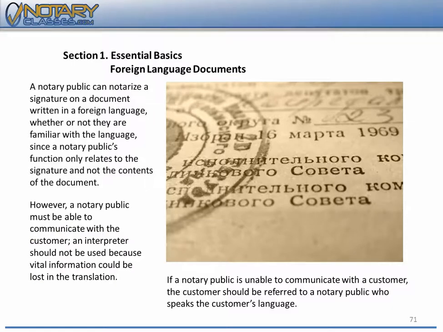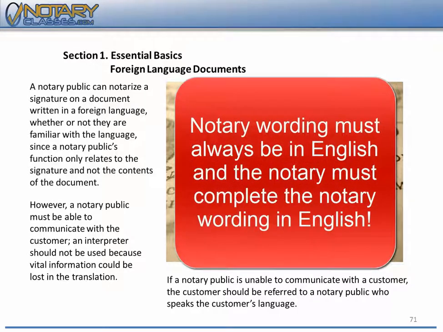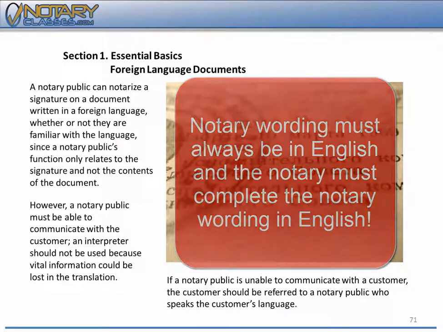Keep in mind, even if you, the notary, are able to communicate with the document signer, if the document is in a language other than English, the notary wording that will be completed by the notary as part of the notary process must be in English. It's either on the document already pre-printed, or you may use a stamp to stamp the correct wording on the document, or you need to attach a page with the correct wording to the document. The notary is not permitted to complete the notary wording that's been translated into another language, even if the notary knows and can read that language.